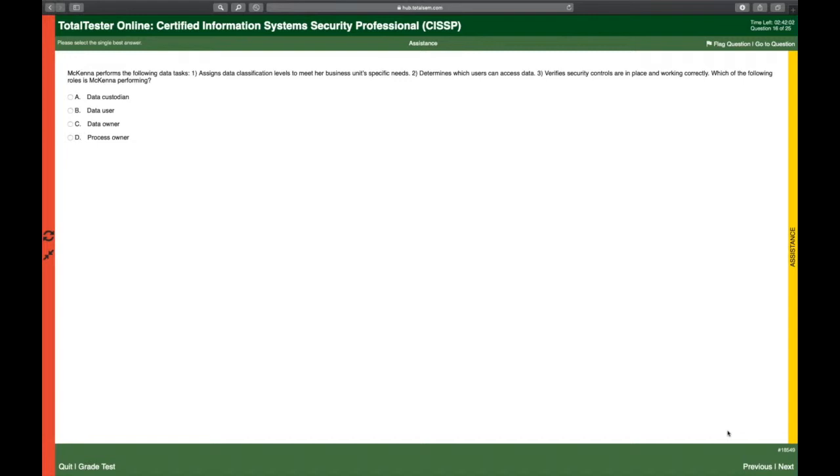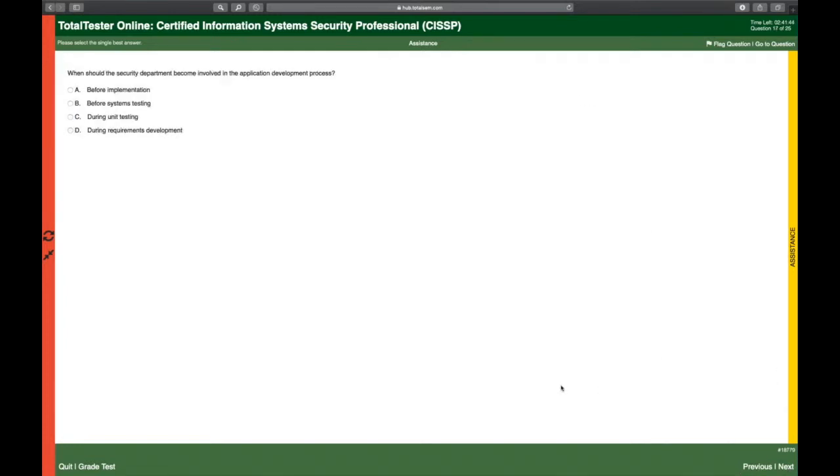We've seen this before. I'm ready. That's a layup. All right, go for it. It's data owner, C. Charlie, data owner. Yep. And don't let the verifying security controls in place mislead you. That doesn't mean she's implementing them, but she's verifying that the data custodian implemented them correctly.